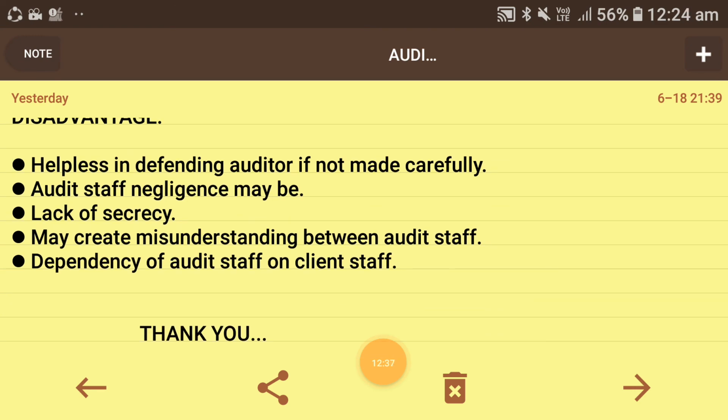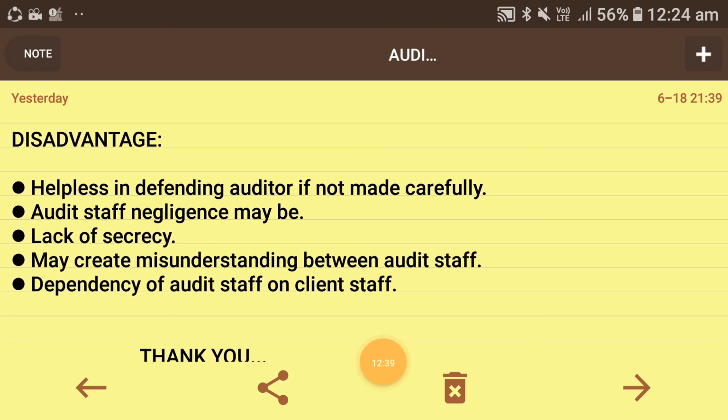Next is may create misunderstanding between the audit staff. It could create misunderstanding between the company and the audit staff. You can say between the company and the audit staff, that why you have recorded the wrong transactions. I have shown this transaction at the time of audit work. So it could be something like that you have recorded the wrong transaction, but I have shown this transaction and you have done a wrong thing, so you are responsible for it. So it could be done like this. So it has some disadvantages too in the manner which I am telling you.